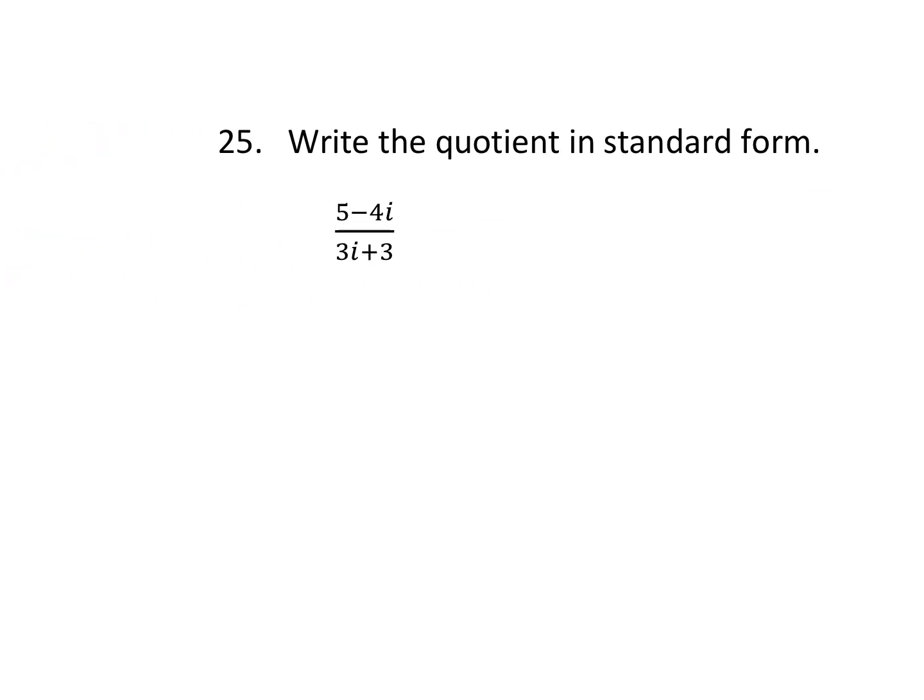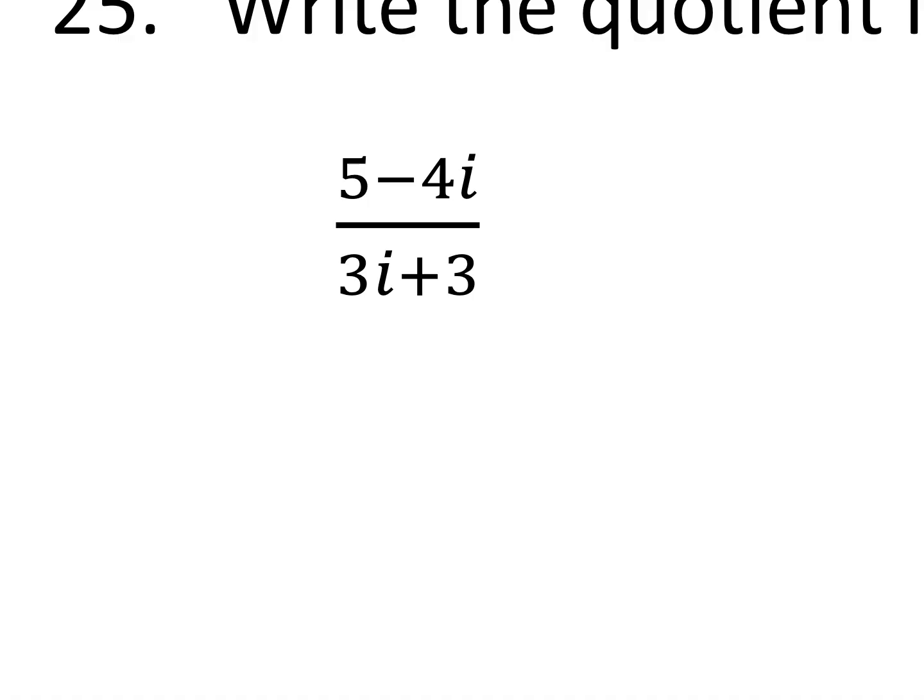25. We want to write the quotient in standard form. So here we're dividing with i's. When we are dividing with i's, our goal is to get the i out of the denominator. So I want to multiply by the conjugate of our denominator. So we have 3i plus 3. I'm going to multiply it by 3i minus 3.